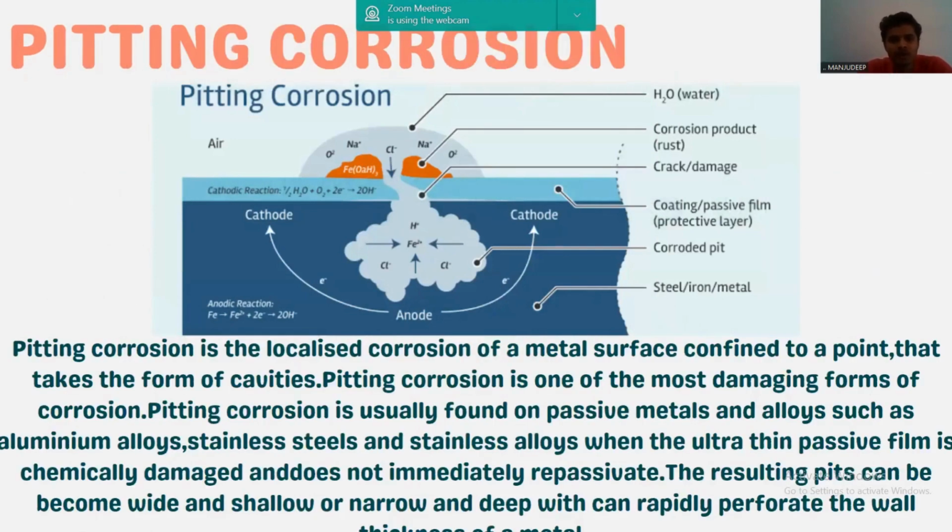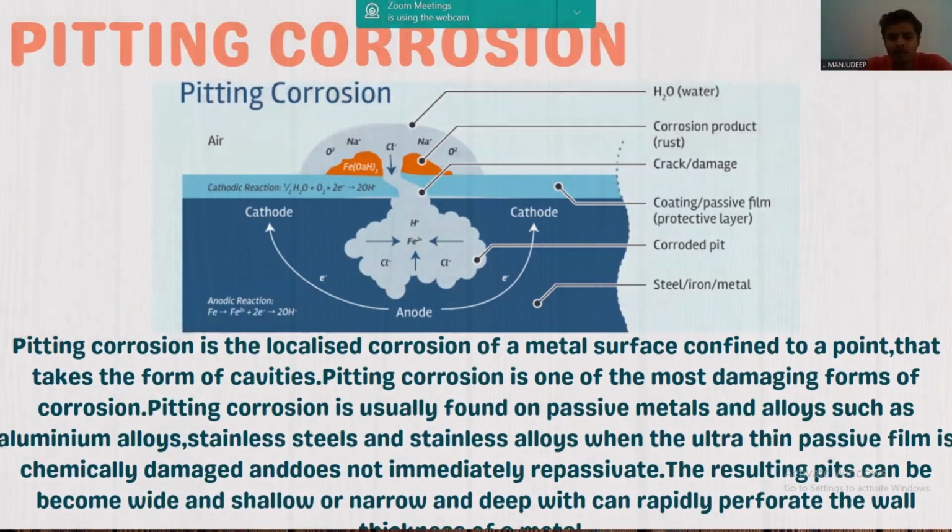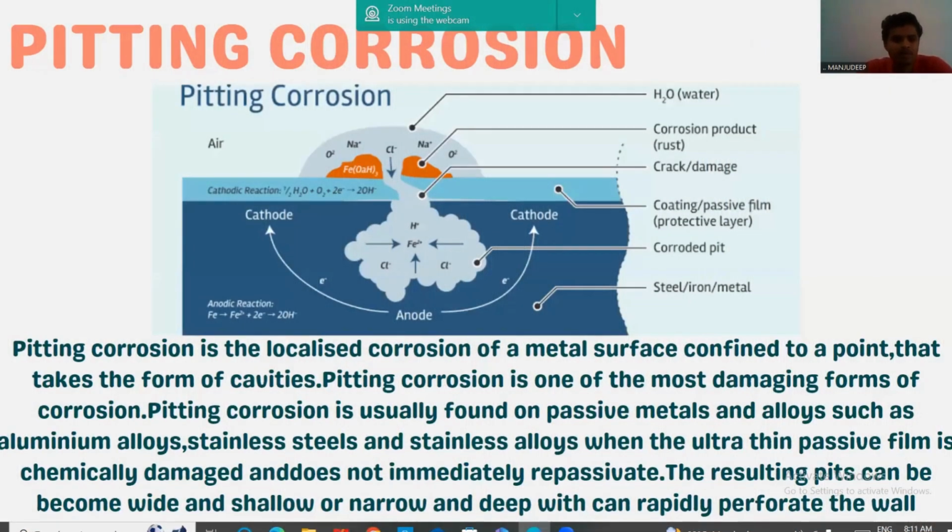Pitting corrosion is one of the differential aeration corrosions. Pitting corrosion is a localized corrosion of the metal surface, confined to a point, that takes the form of cavities. It is one of the most damaging forms of corrosion. It is usually found on passive metals and alloys such as aluminum alloys and stainless steel. It occurs when the ultra thin passive film is chemically damaged and does not immediately repassivate. The resulting pit can become wide and shallow or narrow and deep, which can rapidly damage the walls.